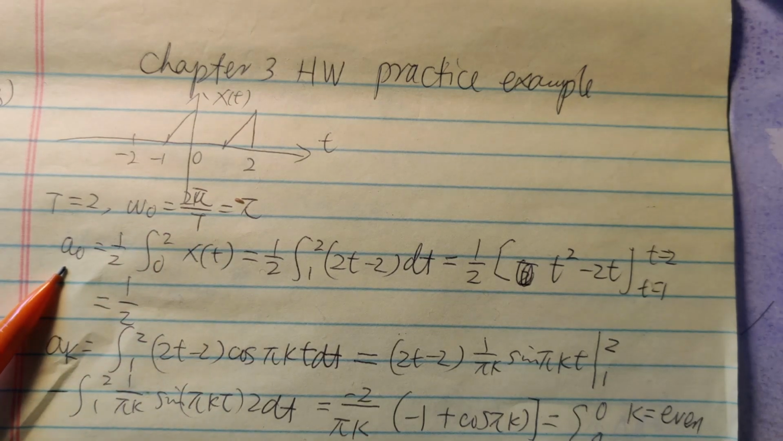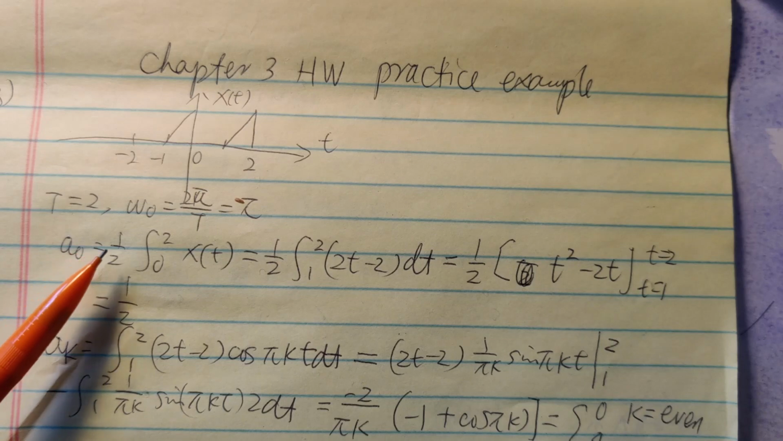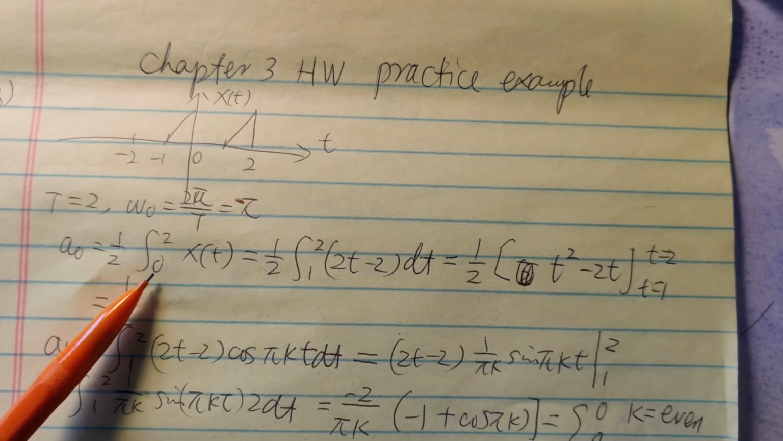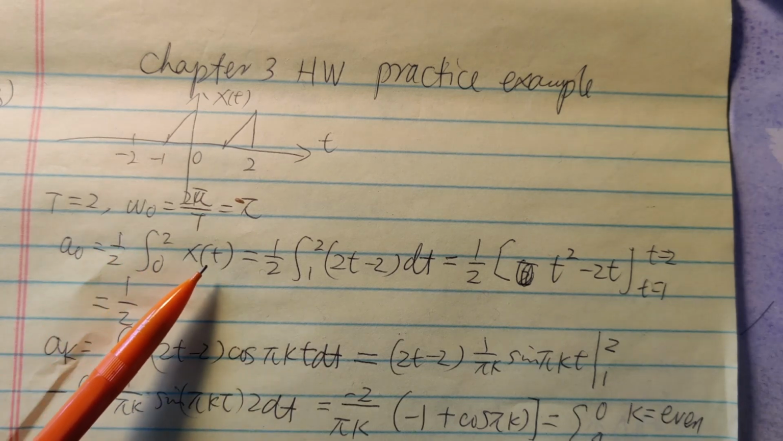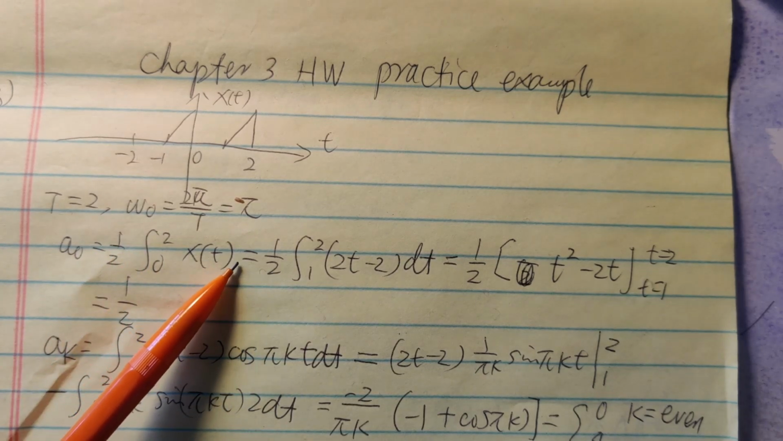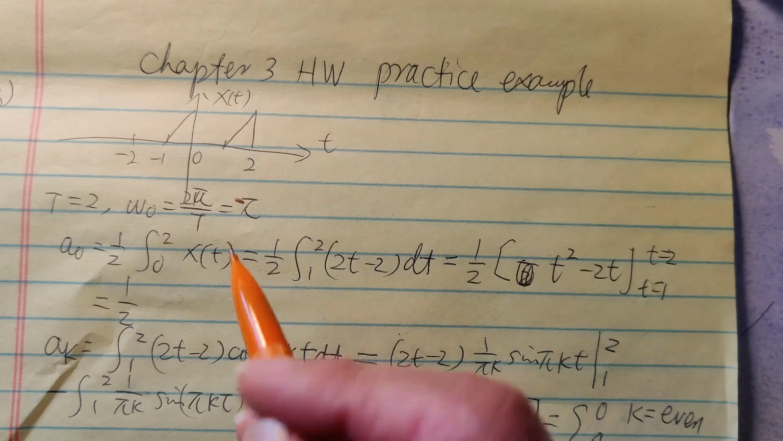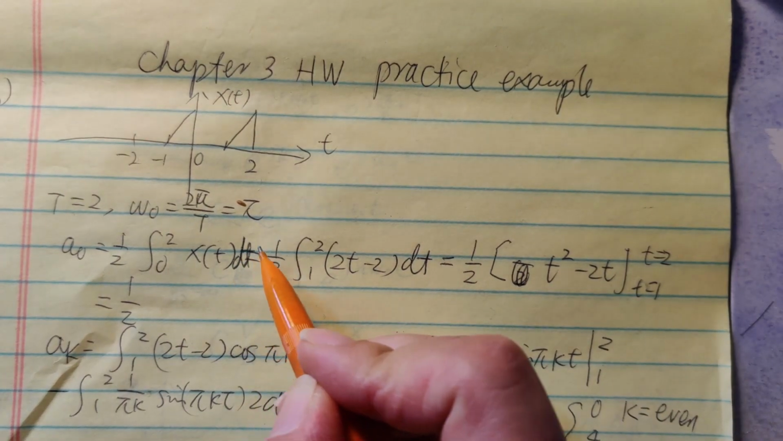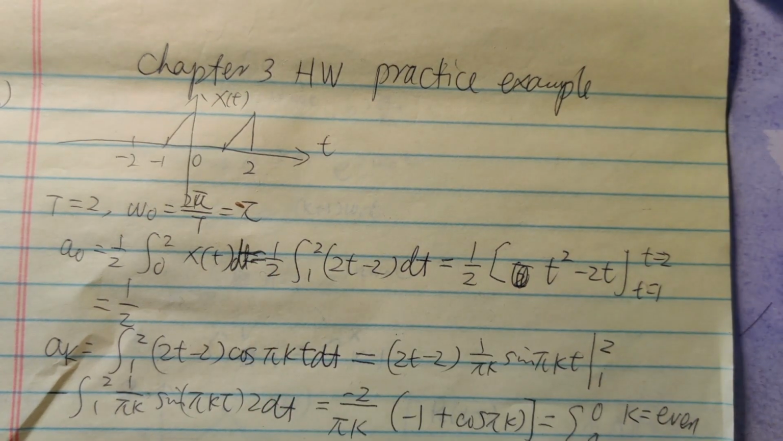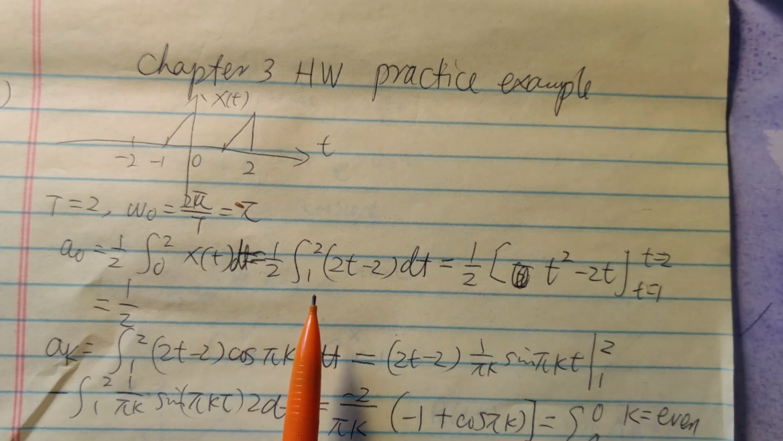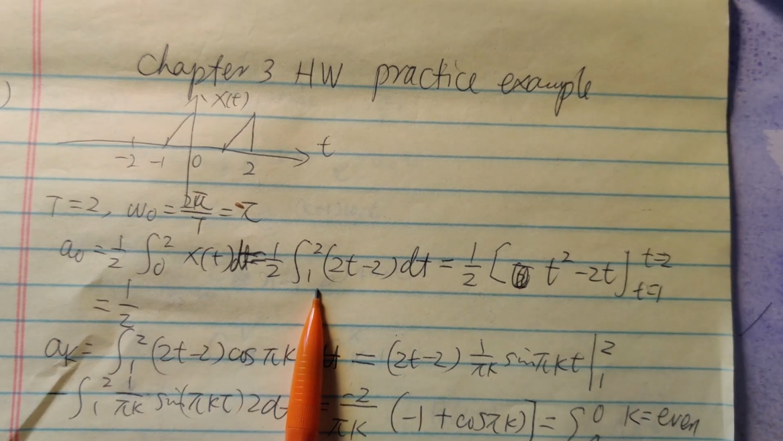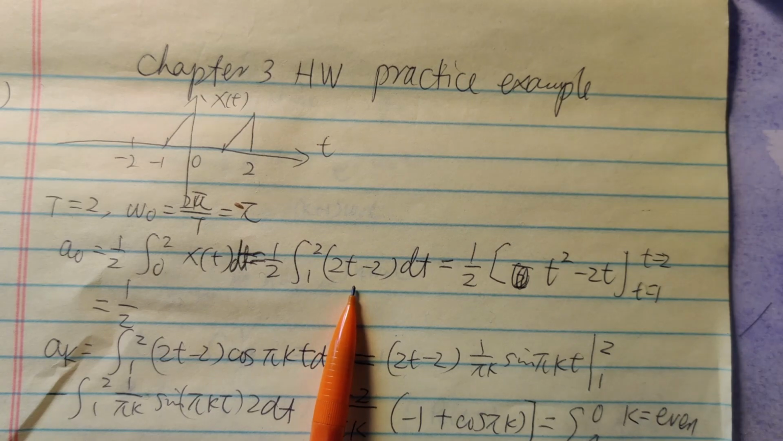So now we use the equation. a0 is 1 over T, right? Here is the integral over the entire T, 0 to 2, of x(t). There is no complex exponential for x(t). So dt. Then we know this is my x(t) in one period.